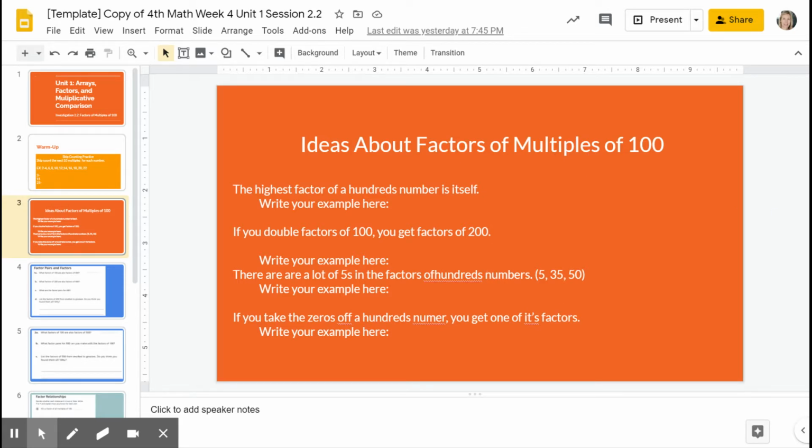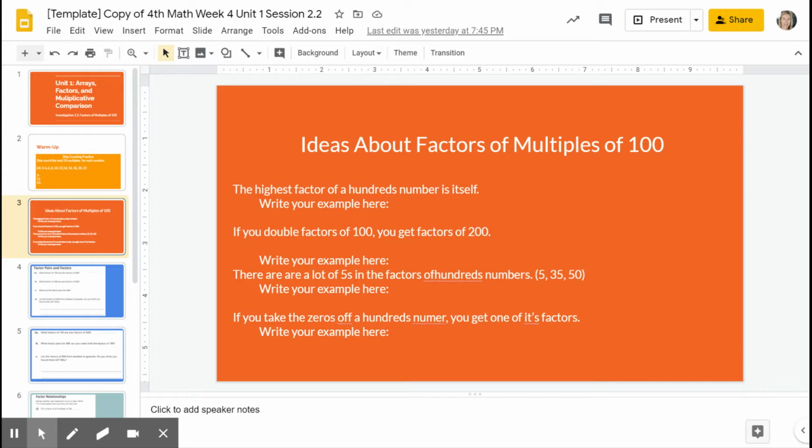So a multiple of 100, for example, is 200. So if I said, okay, we need to list all the factors of 200, which we did yesterday, what do we know about those factors? What do we see that's the same? So here are some interesting thoughts about factors of multiples of 100. What we're going to do is go through them, and then when you're done with me, you'll go back and write an example of it.